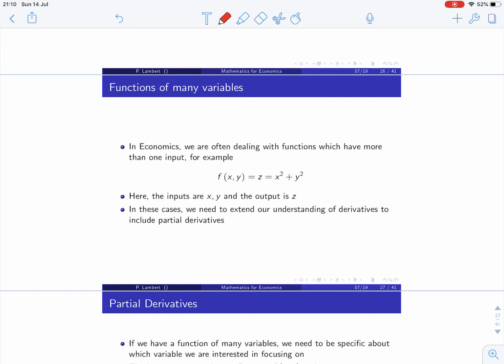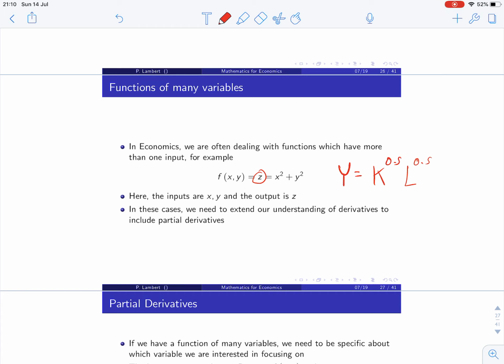Let's just quickly talk about functions with more than one input variable. So this now is a function of x and y. It spits out the output value z. Another function that we just saw before that has more than one input variable is our Cobb-Douglas production function, where labour and capital are both inputs, and production y is our output.